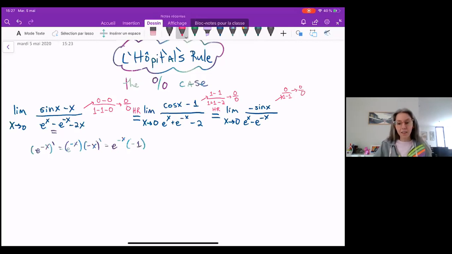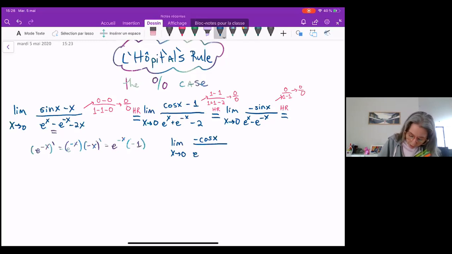And again, there's really not much simplification that I can do here. So we're going to do L'Hopital's rule one more time. Hopefully one more is going to be enough. So equals L'Hopital's rule, the limit as x approaches 0. The derivative of sine is cosine, so I'm going to have negative cosine x over e to the x plus e to the negative x. Again, we refer back to the derivative of e to the negative x that we just did. And now when I plug in, I end up with a negative 1 on top, a 1 plus 1 on the bottom, and I get negative 1/2.